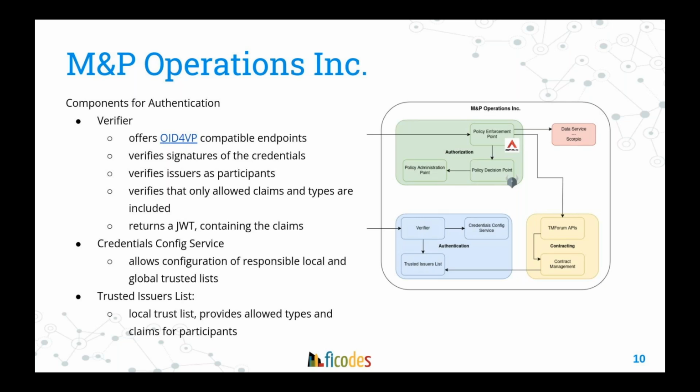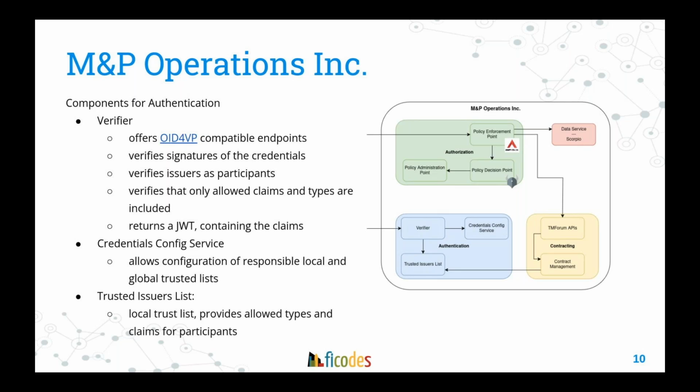Then it will check that only claims and types are included in the verifiable presentation that we actually allow for this issuer or for this participant, which is something that will be interesting later, and you will understand more about that, because it will allow us to define which participant is actually able to access a data service. And once all of this verification is done, it will return a JWT token that contains claims out of the credentials submitted. And this JWT token then can be used for accessing the data service through the authorization components.